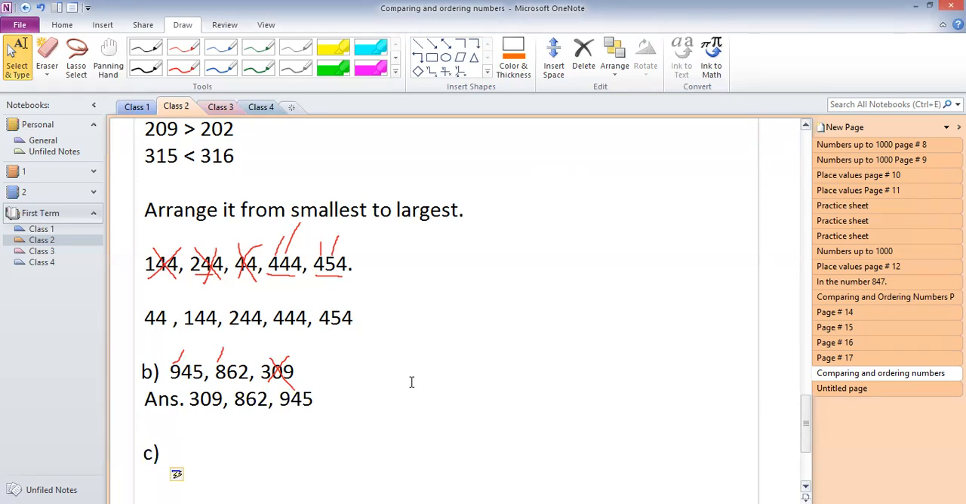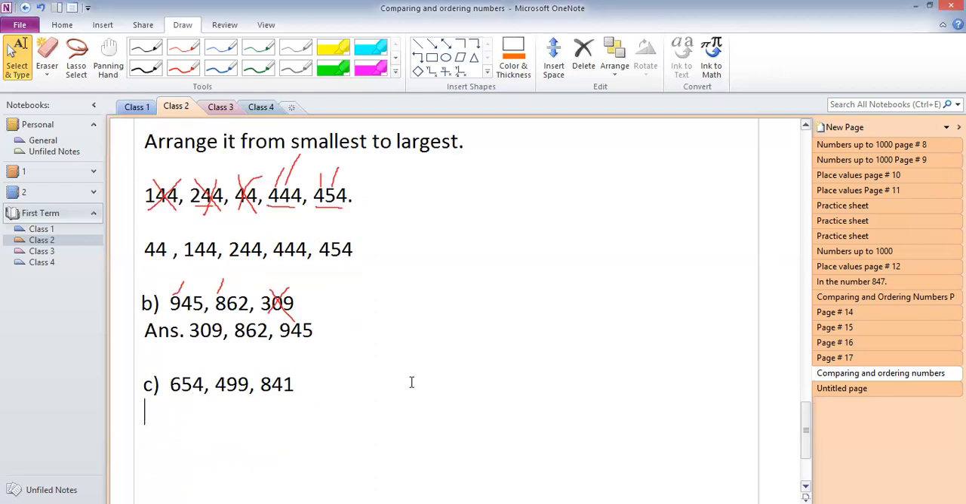Let's suppose this is 654, 499, 841. So here, guys, again I will compare the hundreds first. 6, 4. 4 is less than 6. 4 is smaller than 6. And 8. 4 is also smaller than 8. So I will write the value starting with 400. 499 is smaller than 841 also, and 499 is smaller than 654 also.